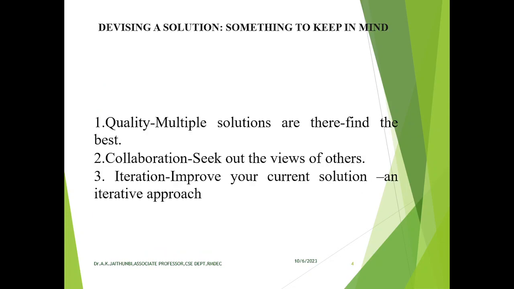For devising a solution, there are some things we should keep in mind. The first one is quality. Multiple solutions exist, so find the best one. Our algorithm should be efficient, that is, time and memory consumption should be less. The second one is collaboration: seek out the views of others. Then iteration: improve your current solution. It is an iterative approach. You cannot find a solution which is static; it should be dynamic. If we need to update, we can refine, reiterate, and find a new version of it. So the major points are quality, collaboration, and iteration.